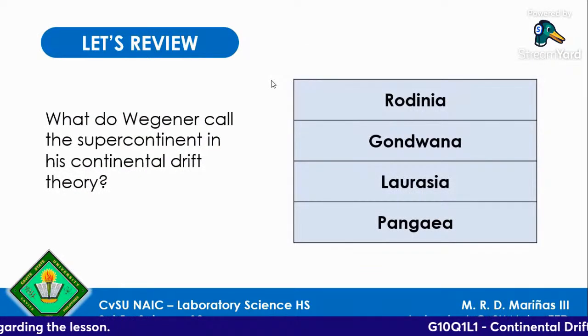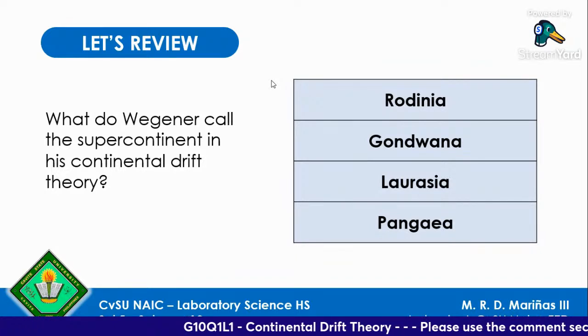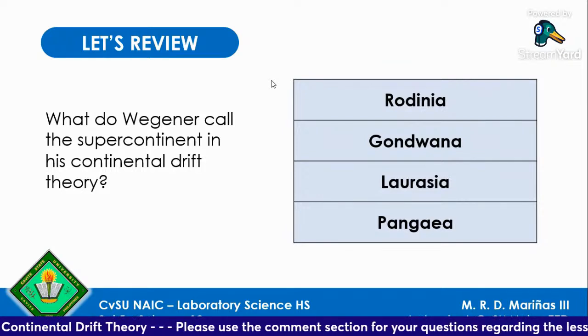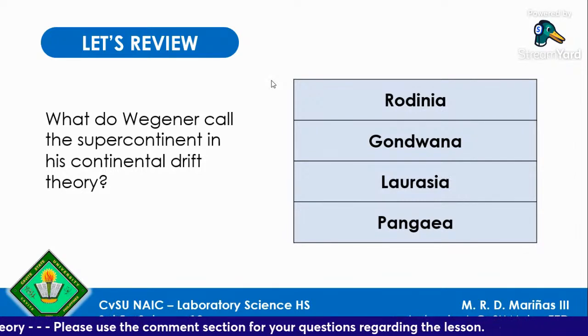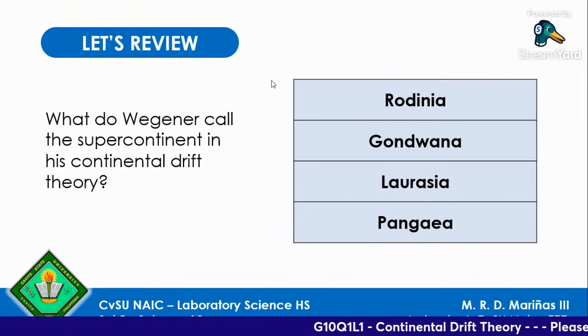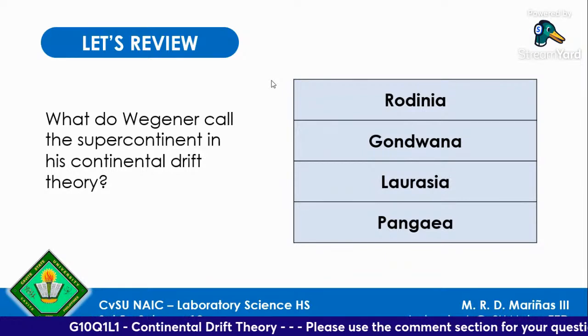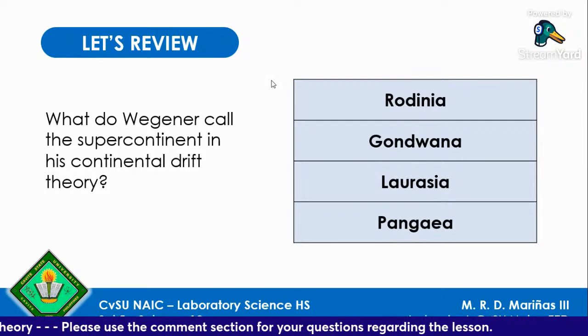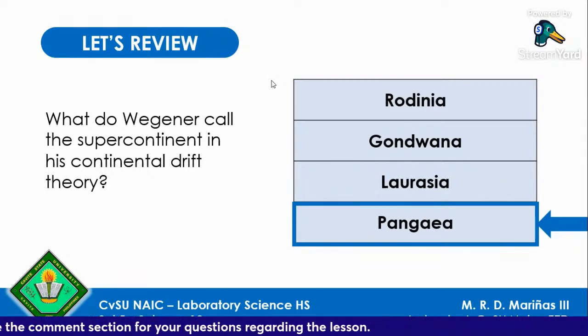What do Wegener call the supercontinent in his continental drift theory? Is it Rodinia, Gondwana, Laurasia, or Pangaea? Again, what do Wegener call the supercontinent in his continental drift theory? Is it called Rodinia, Gondwana, Laurasia, or Pangaea? 10 seconds for your answer. Again, use the comment section for your answer. Okay. 3, 2, 1. If your answer is Pangaea, then you are correct.